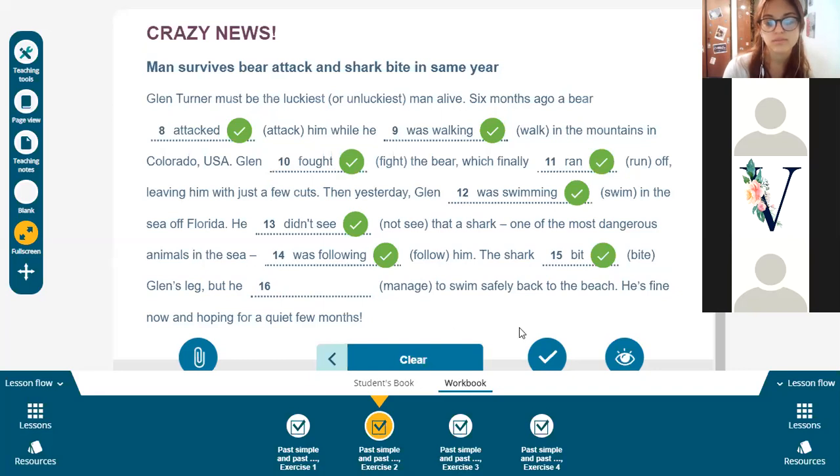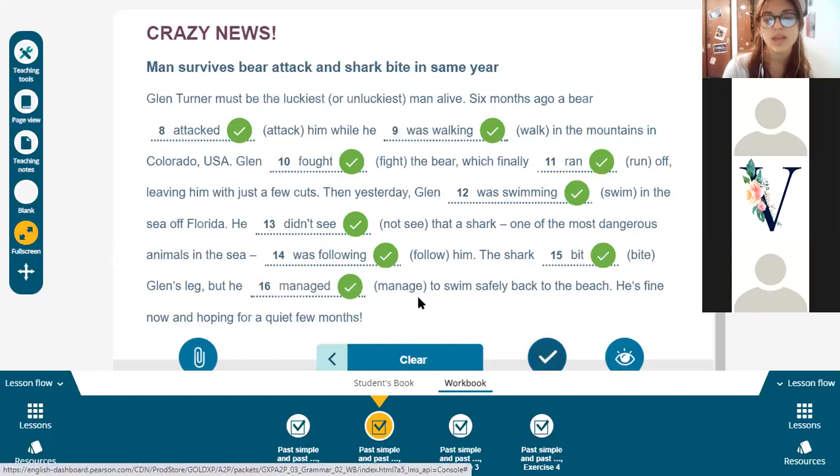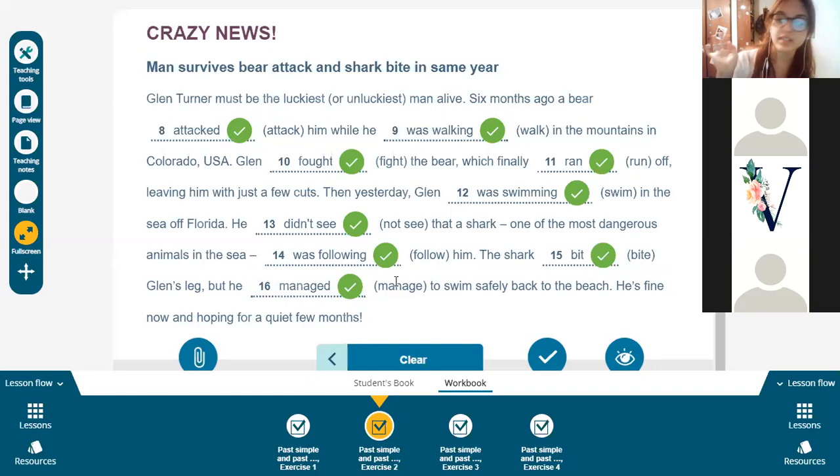Was managing. This one is one of those verbs that we think of as "se las arregló para." Se las arregló para irse, right? He managed to swim safely back to the beach. He's fine now and hoping for a quiet few months.